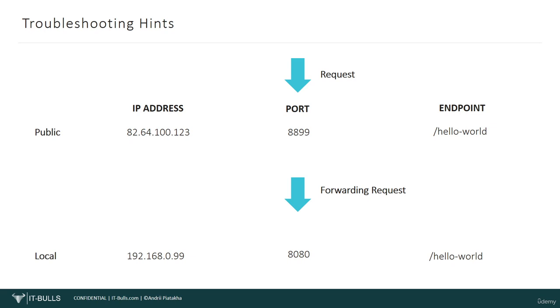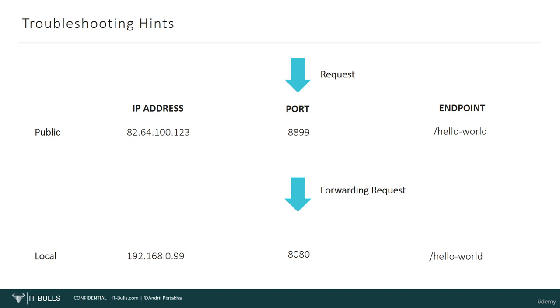So imagine that your local IP address that you learned from the command line is 192.168.0.99. You deployed your application at the default port 8080. In port forwarding, you specified that request forwarding should happen when a user requests port 8899. Your external IP address is 82.64.100.123. Your test endpoint is Hello World.